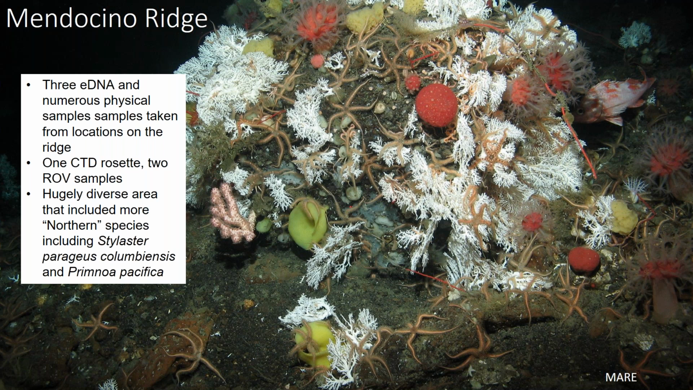The picture you're looking at was taken at Mendocino Ridge, and it was very characteristic of the environment we saw there. There was really, really high coral diversity all over this site. It was very beautiful. And we took 1 CTD rosette sample and 2 eDNA samples via the ROV, which is not that many samples, and we're really excited to go back to the site in the future, given what we've seen even in this limited sampling panel.